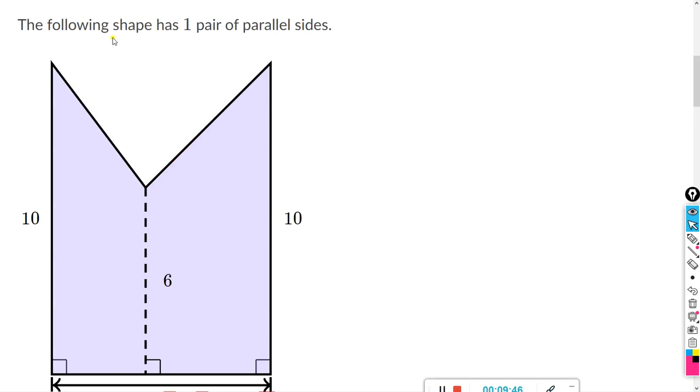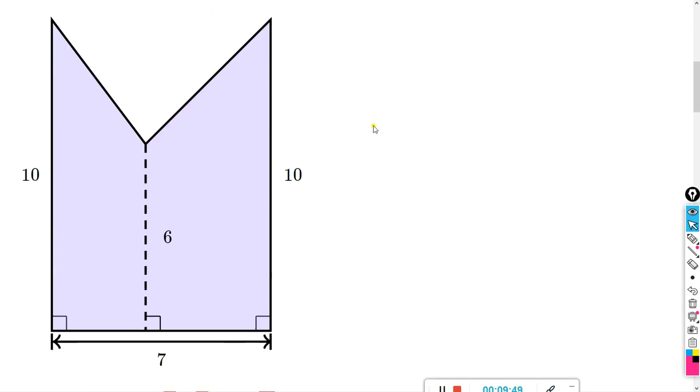All right, last one. They say the following shape has 1 pair of parallel sides. So I think the easiest way to do this one is to make a side right here, and we're going to subtract the area of this missing space right here, which is a triangle, from the area of this whole rectangle. All right, so the area is going to be the area of the rectangle minus the area of the triangle. All right, because this triangle is empty space.